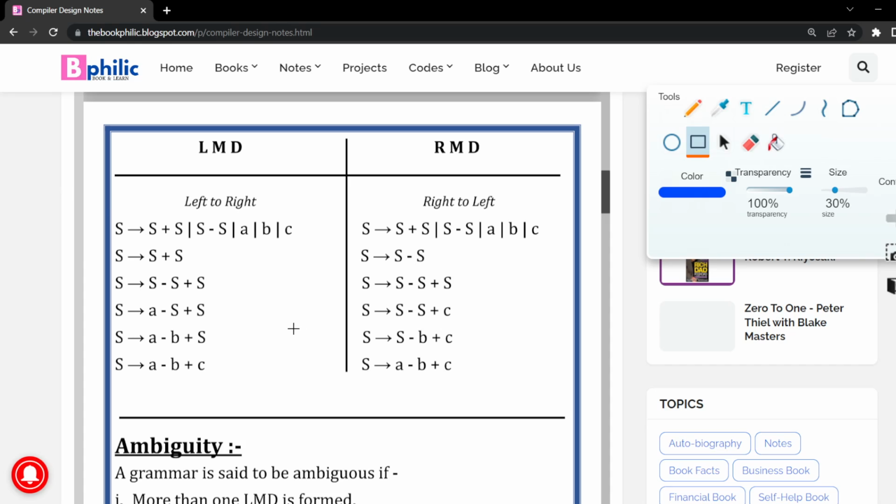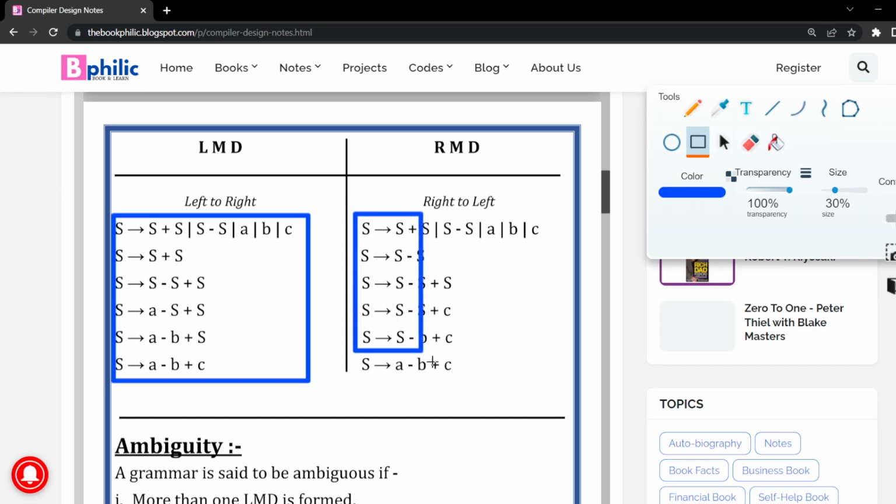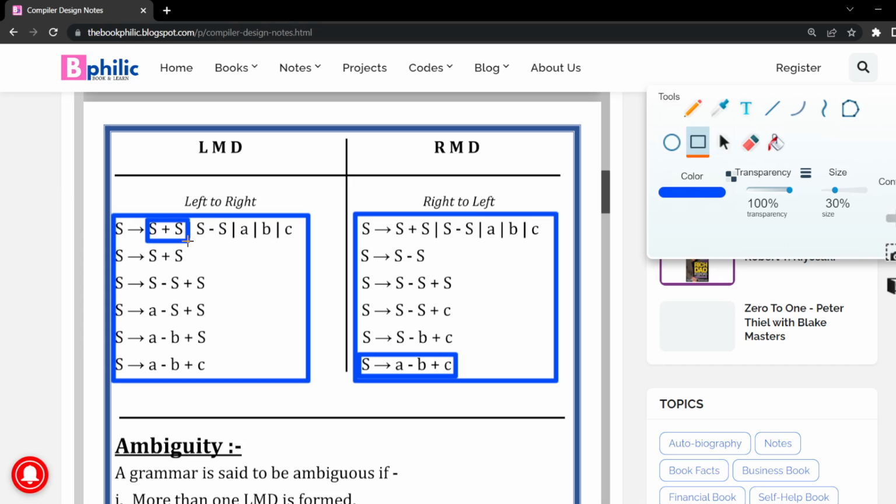Now, when a parser generates the parse tree, it will get confused. Why? Because the same syntax is being derived in two different ways. First of all, we are taking the production rule S derives S plus S, and second, we are deriving the same syntax from S derives S minus S. That's why the parser will get confused, because in two ways we can derive this a minus b plus c. So the parser will get confused.